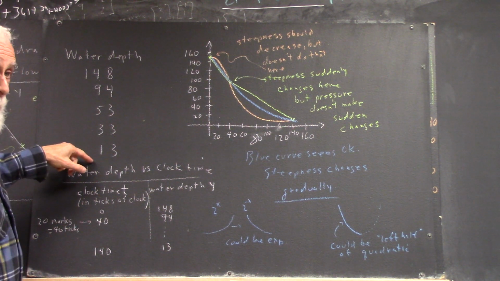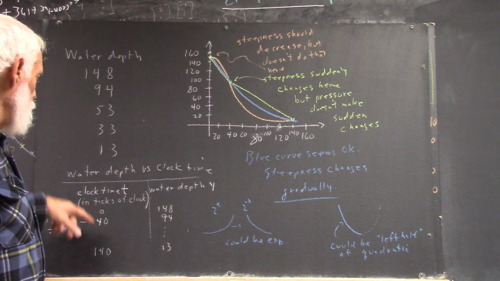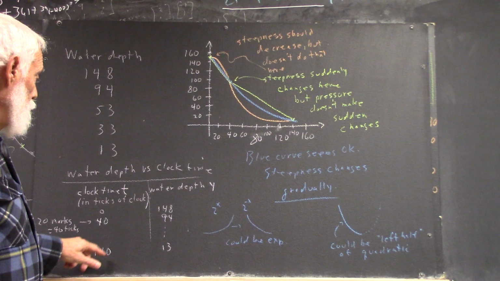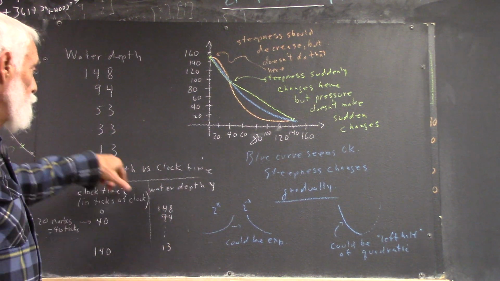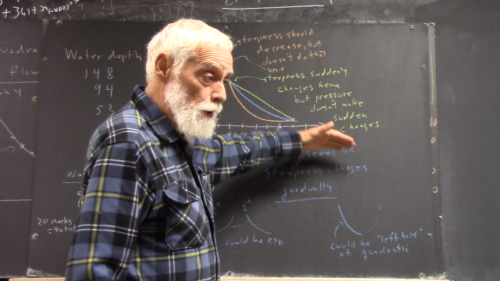Now this is in millimeters, it turns out, but you don't need to know that right now, versus clock time in ticks of the clock. So we get a table of water depth versus clock time, and we make a graph of water depth versus clock time.